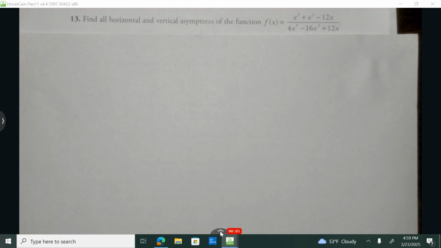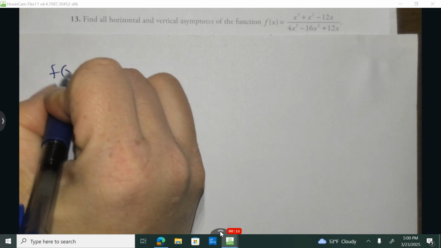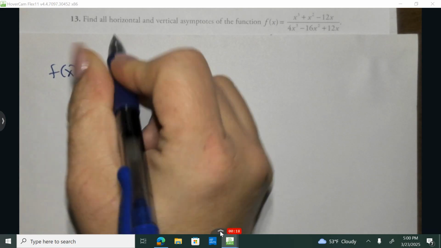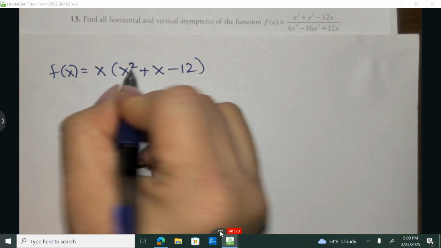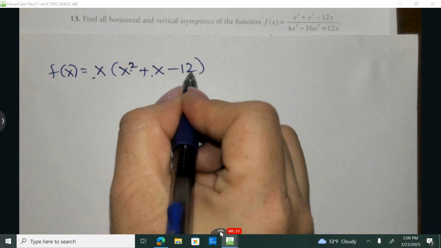We're going to identify the horizontal and vertical asymptotes of the following function. Just like we did with identifying the holes, we're going to start by always factoring the numerator and the denominator. So in the numerator, I can see that all three terms contain an x. Let's take out one x, and I'm left with x squared plus x minus 12. If I distribute, I end up with exactly what you see in the numerator.